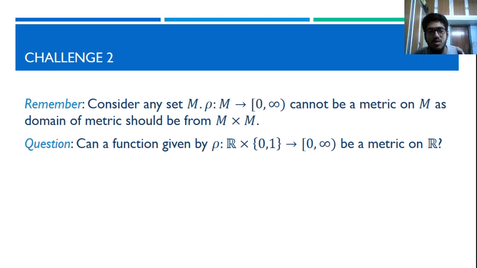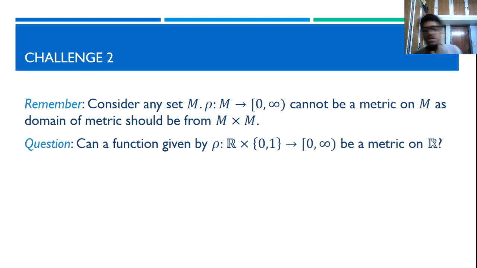So again, I'm emphasizing the fact that the domain of the metric should be M cross M. This cannot be a subset of M. It has to be M cross M. Here, it turns out the domain is R cross {0, 1}. Hence, clearly this cannot be a metric on R. Notice that this cannot be a metric on R.